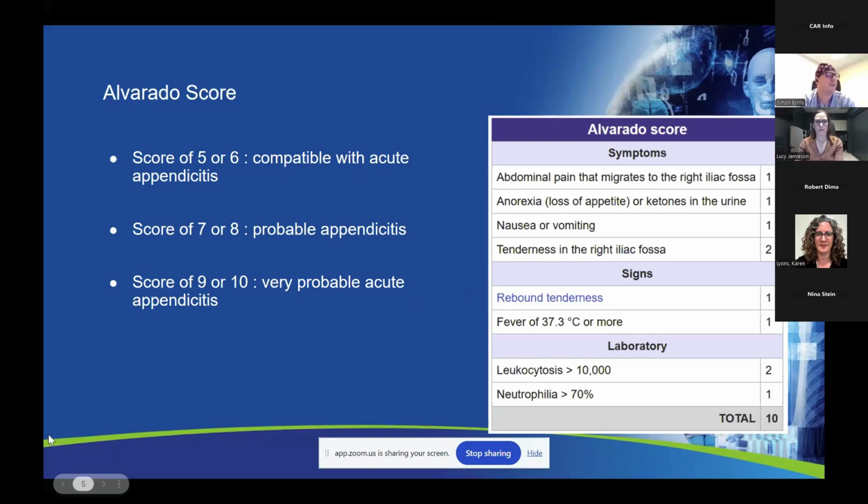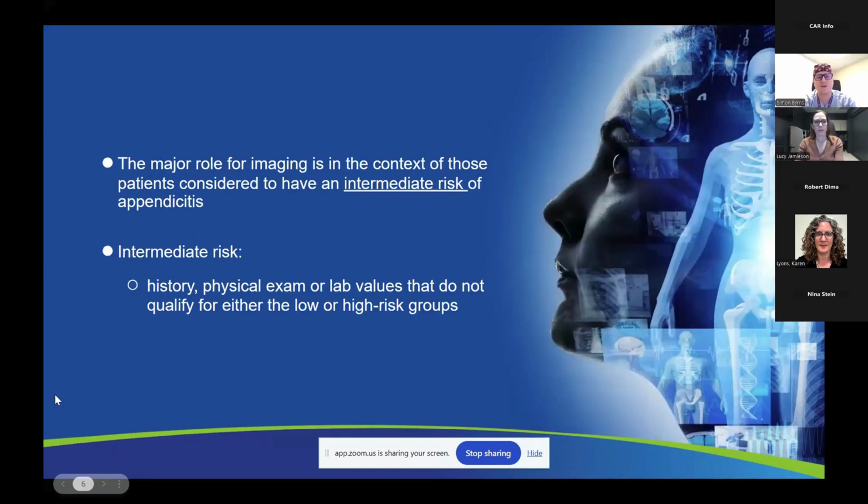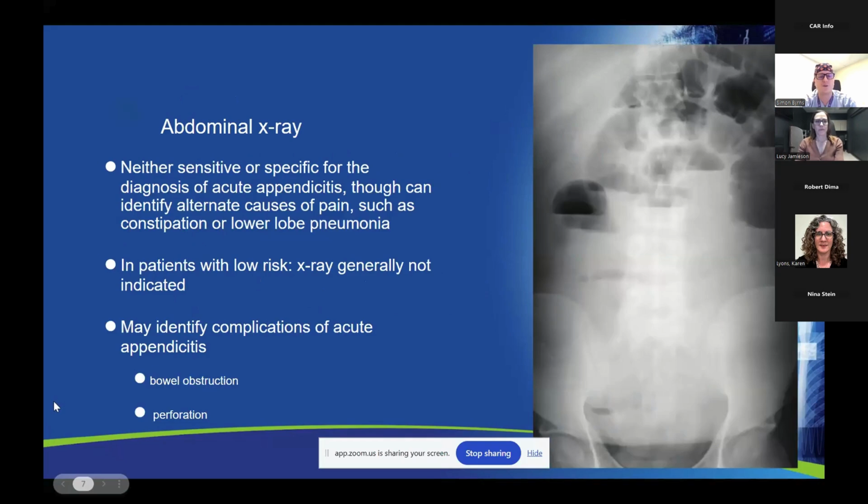I think, is there anything on the next slide there, Lucy? Yeah, I think that just summarizes exactly that, just that intermediate risk group.